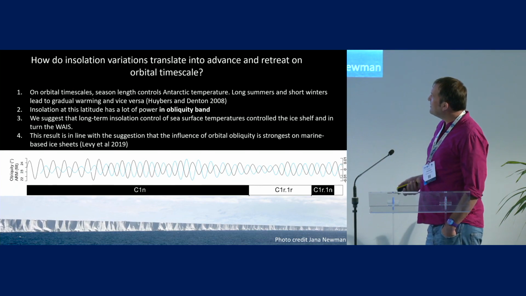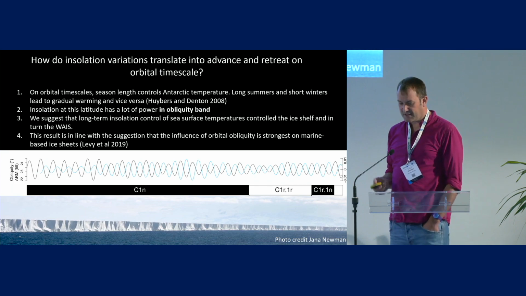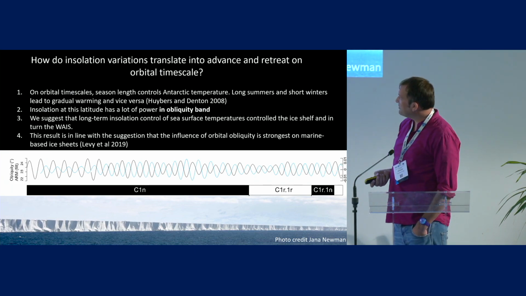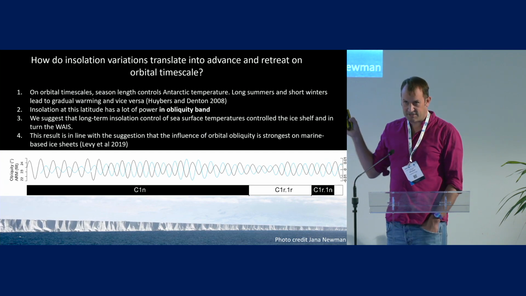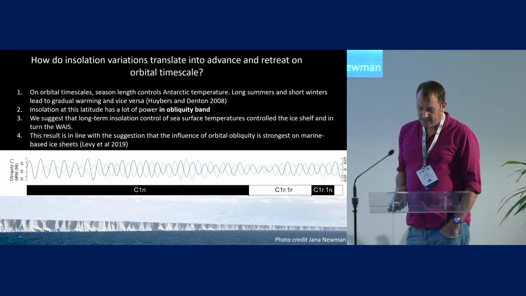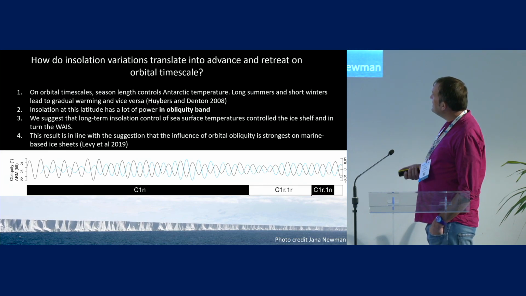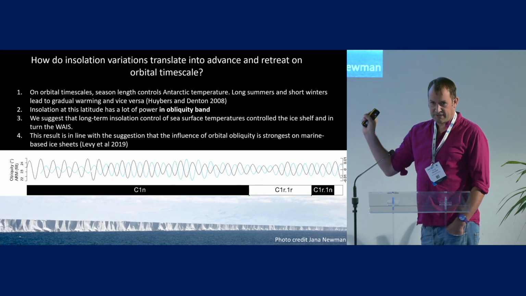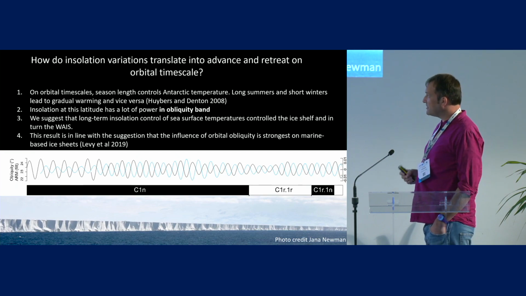So on these longer time scales, how do insolation variations translate into the advance and retreat cycles? Well, Huybers, this is someone that I've been following because he keeps bashing on about this, says that there should never be eccentricity in a climate record, because eccentricity doesn't force anything. So on orbital timescales, Huybers and Denton suggested that Antarctic temperature, so the long summers and short winters, should lead to gradual retreat and vice versa. So if you've got long winters and short summers, the opposite should happen.